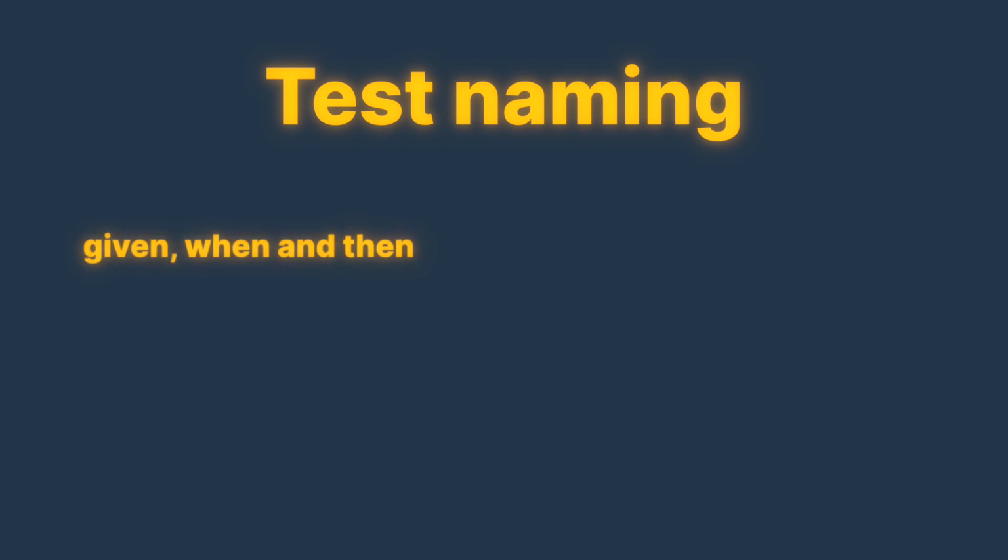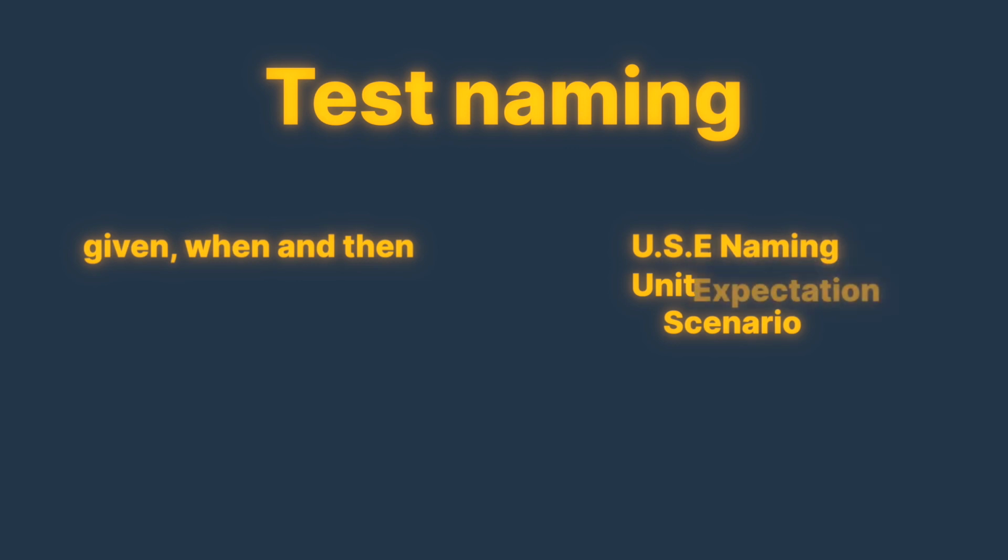The second approach is the unit naming, and this approach focuses on three key aspects: the unit under test, which identifies the specific code being tested; the scenario, which describes the scenario or inputs to the unit; and the expectation part, which states the expected outcome after executing the code.